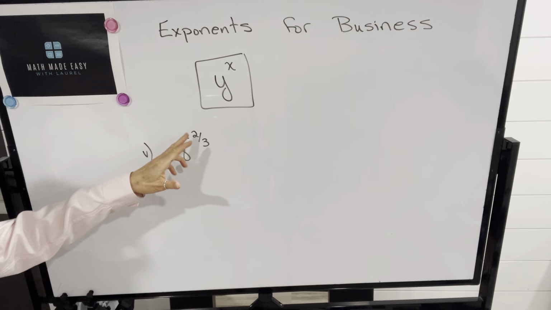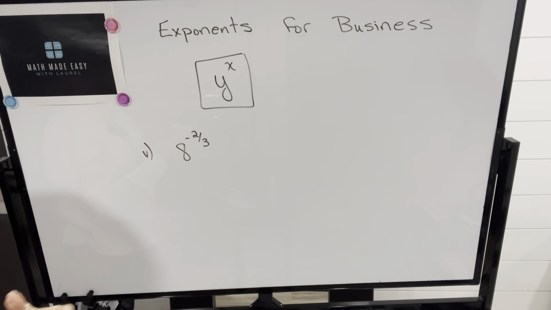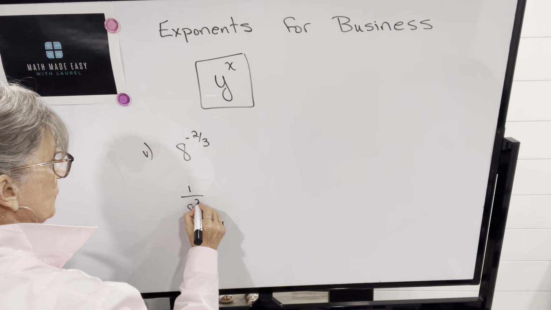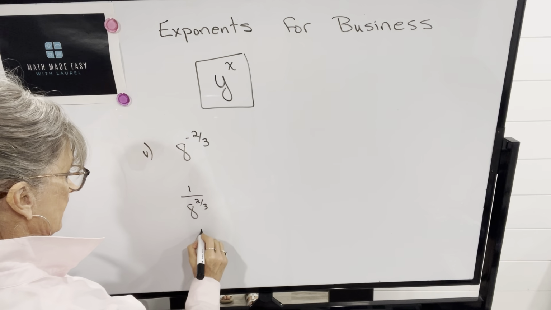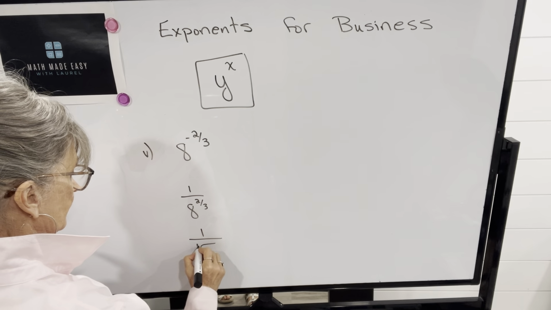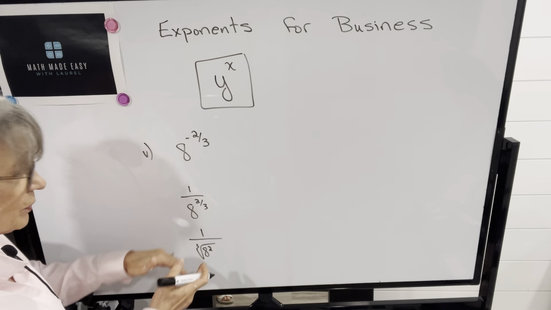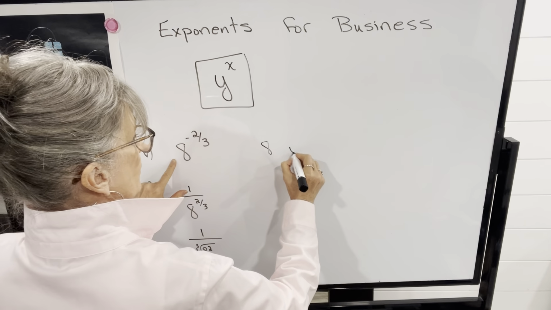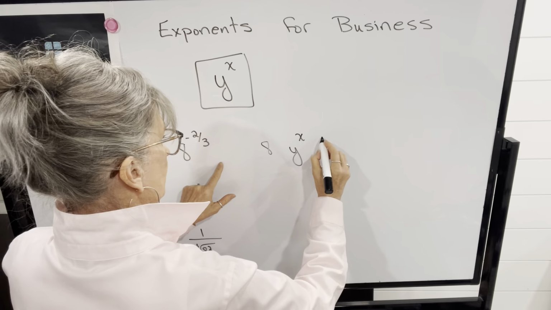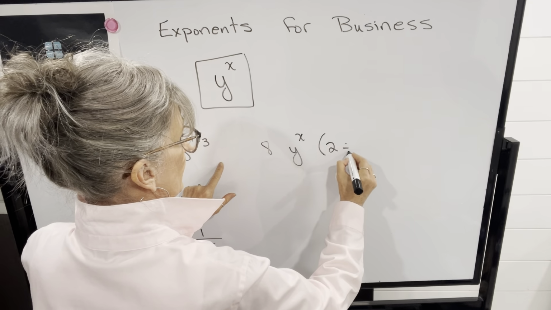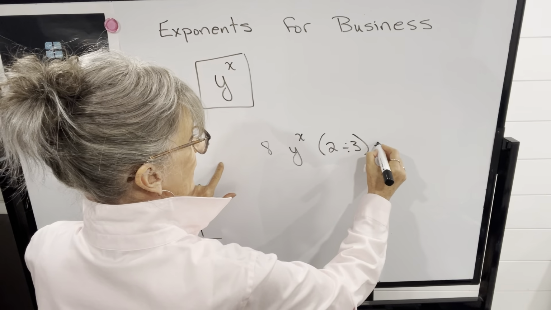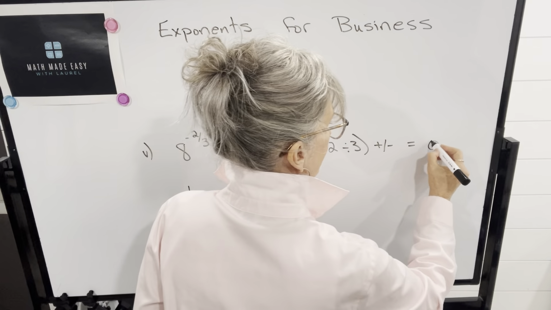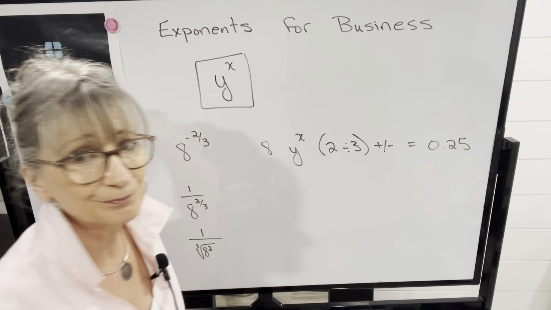Let's throw in a negative and a fraction, but don't worry, we're going to let your calculator do all the work. We know that what that means is 1 over 8 to the positive 2/3, and what that then means is 1 over cubed root of 8 squared. But we don't have to go through all that. We can let the calculator do the work. We're going to enter the base, y to the x, and then we're going to enter 2 divided by 3, make it negative, and then equals. You should get 0.25 as a result.